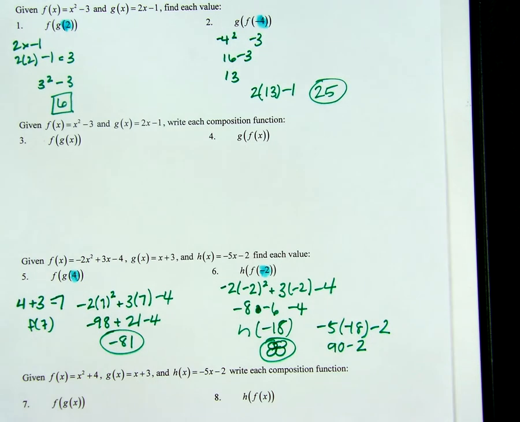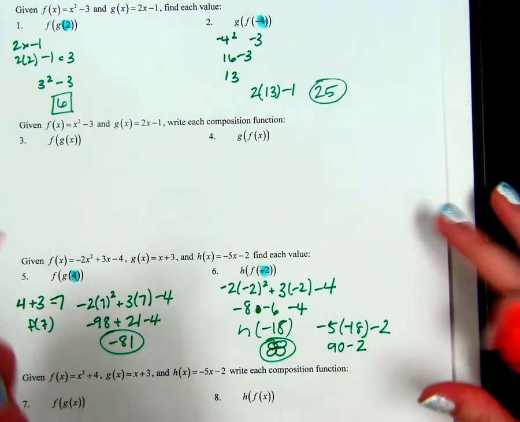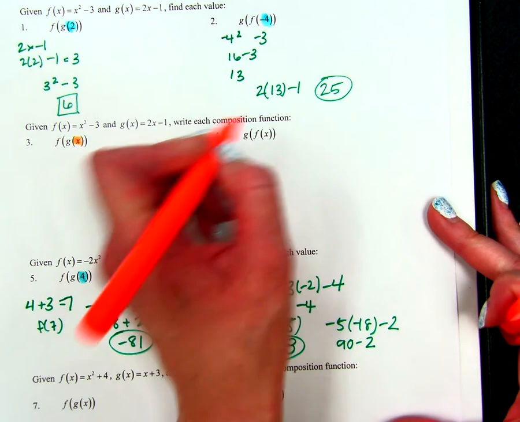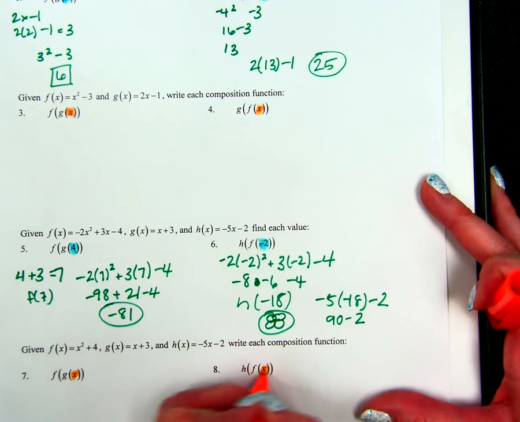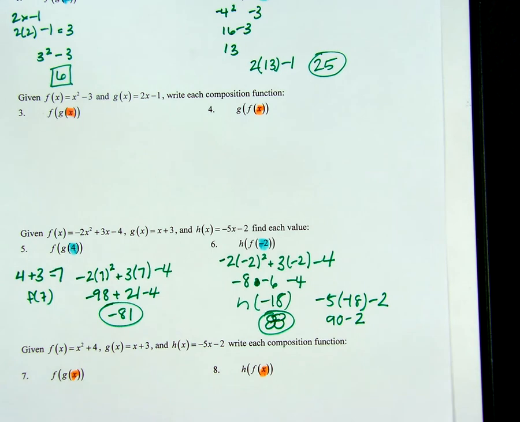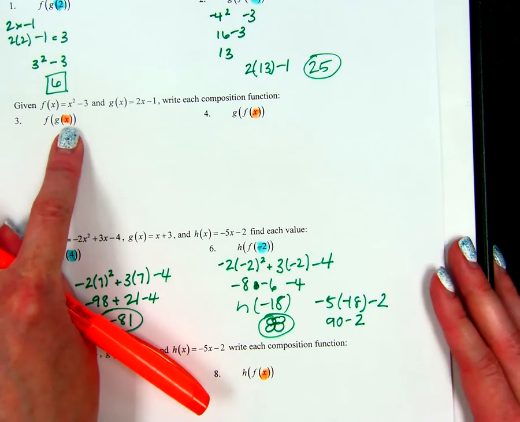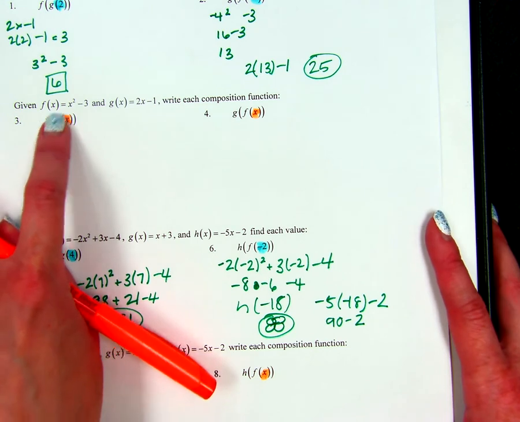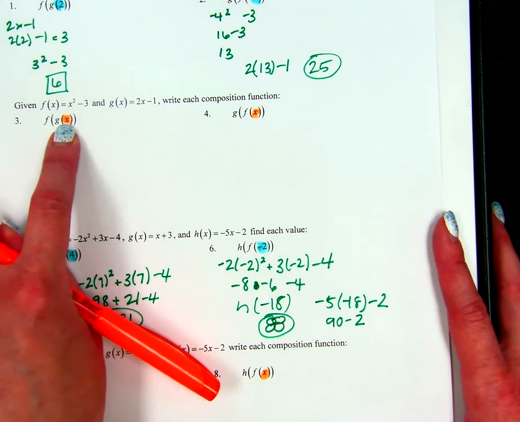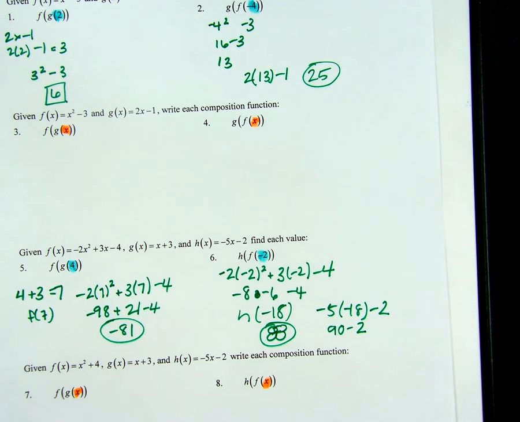Now 3, 4, 7, and 8 are different. They don't have a number in them. They have a variable, represented by x. That x means that you're taking the entire equation, g of x, and plugging it in for f of x.